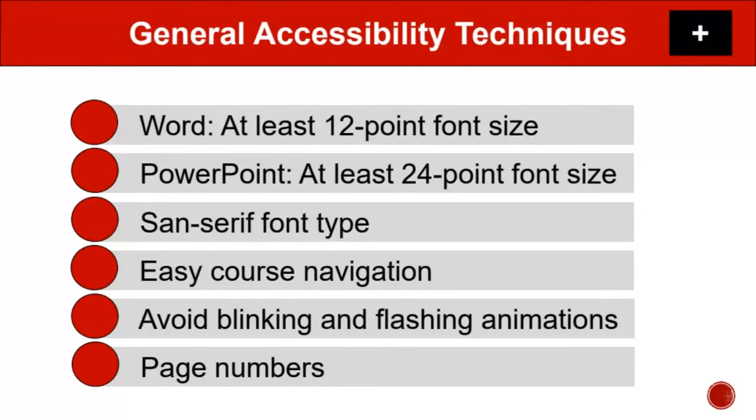You also want to make sure that you have an easy course navigation. You want to make sure that your course is easy to navigate for your students. You don't want them to have to fish through your course in order to find your course content and course materials. You also want to avoid blinking and flashing animations. And the best practice is to have page numbers on your documents and to have them at the top of your documents. So including page numbers on your documents is a general accessibility technique.